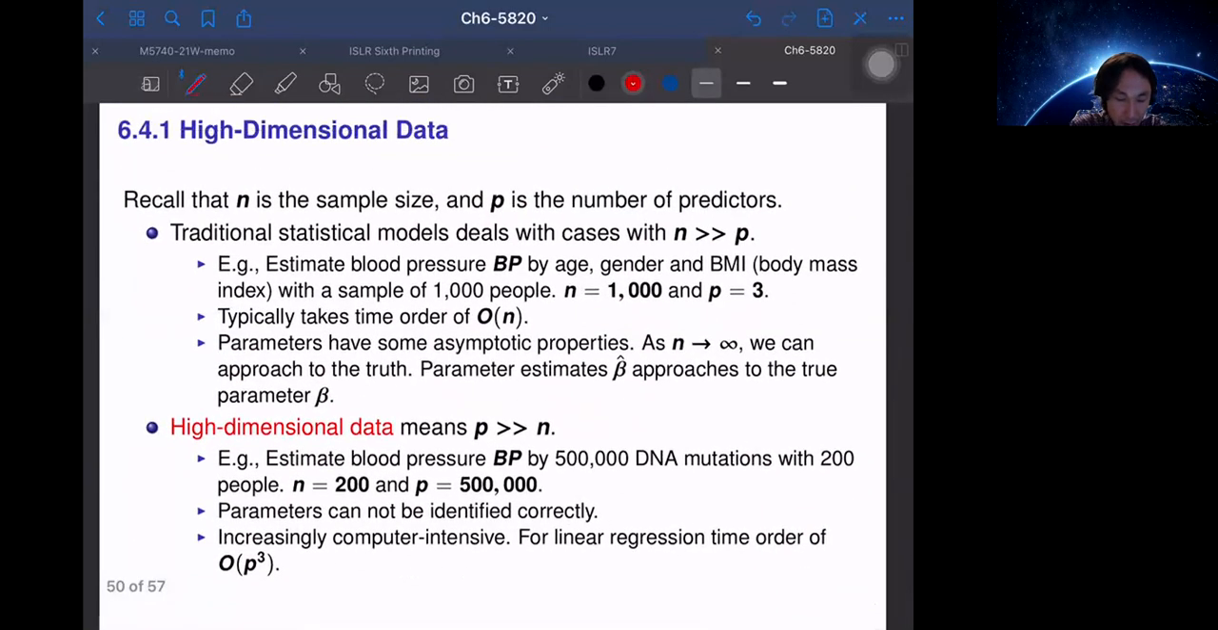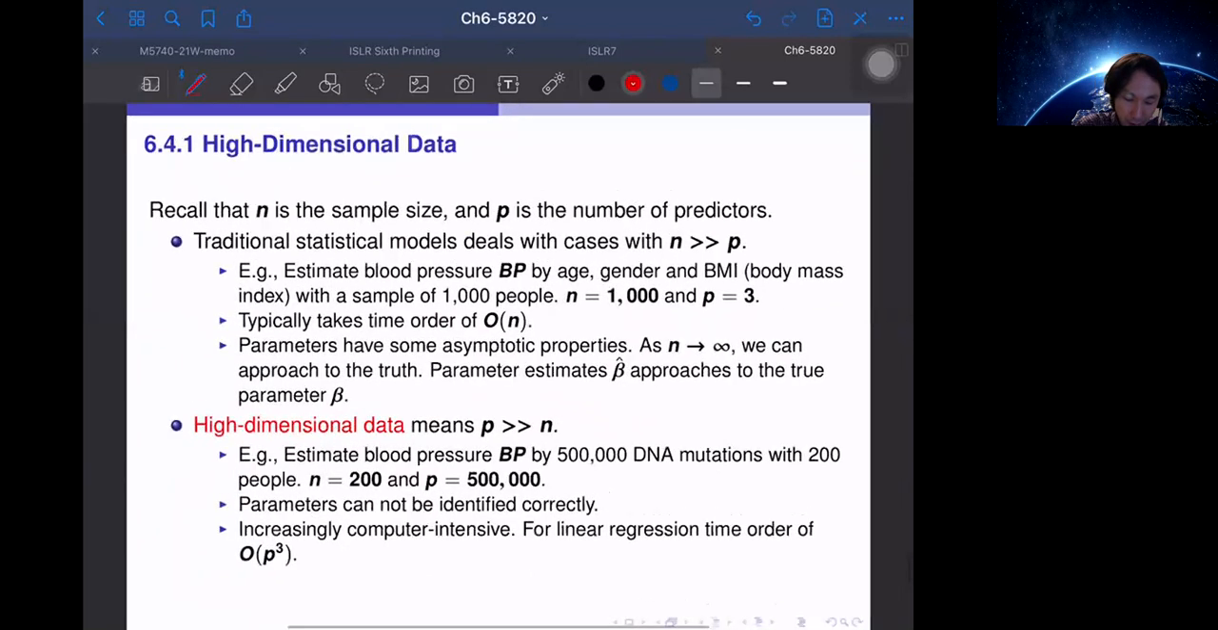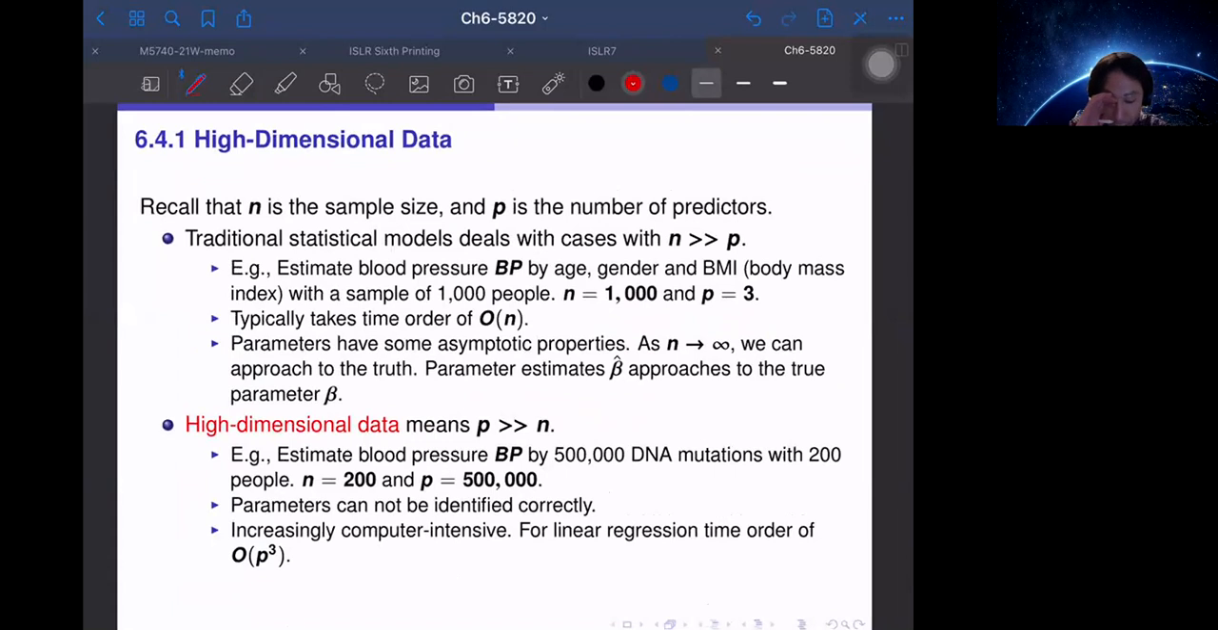So here, section 6.4 explains the characteristics of the methods discussed in sections 6.1 to 6.3. Traditionally, we have sample size n and number of predictors p, and n is much larger than p. That is traditional statistical theory. Asymptotic theory depends on this, so we have fixed p. For example, p is equal to maybe 3, including the intercept, and the sample size gets larger.